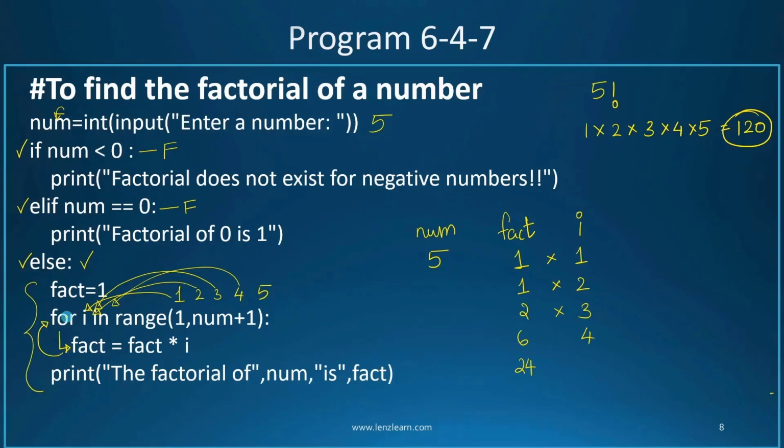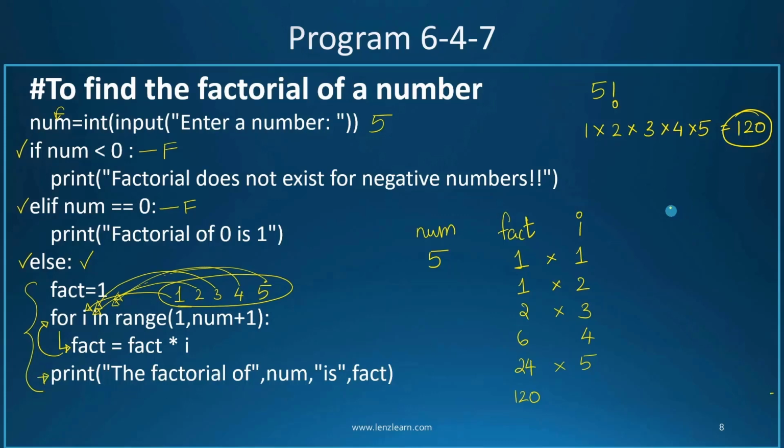Okay, again the control will go to the for loop. This time the last value from the range 5 will be loaded into I. So 5 will come here. Now 5 into 24, 120 will be loaded into fact. Now the for loop terminated because it has done taking all the values from this range. Then the control will come to the print statement.